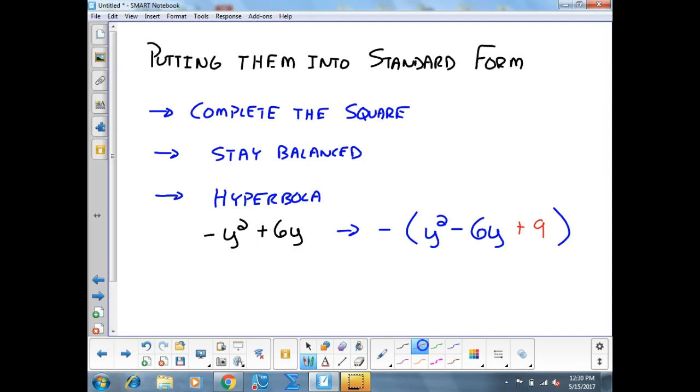Remember that if there's only one squared term, it's a parabola. If there's 2 squared terms and you're subtracting the squared terms, it's a hyperbola. If there's 2 squared terms and you're adding them and the coefficients are the same, it's a circle. If the coefficients are different, it's an ellipse. Okay.